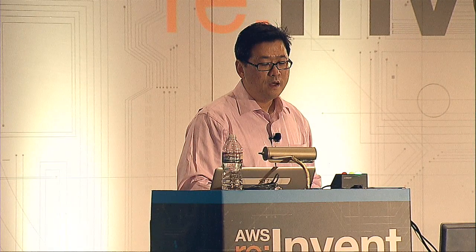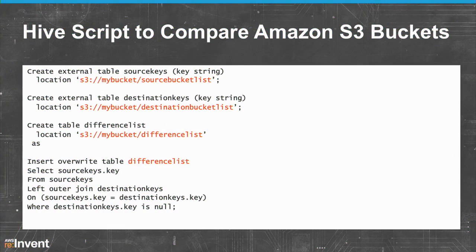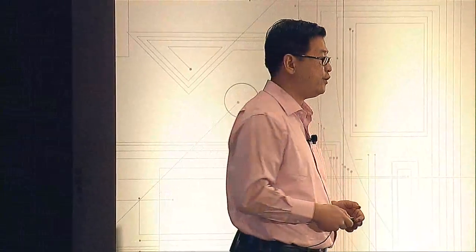Another way to generate the object list is using Hive. Hive comes with EMR. You can set the source bucket list as one external table, and do the same thing for the destination list. Then you do an outer join between those two tables and create a difference list. You can use that list to create the queue.